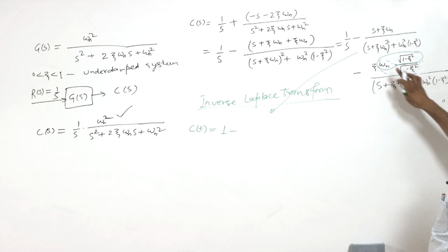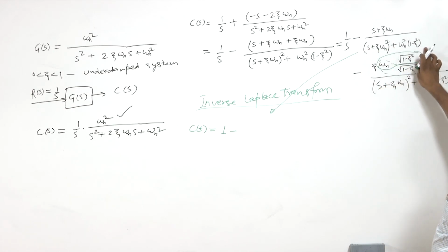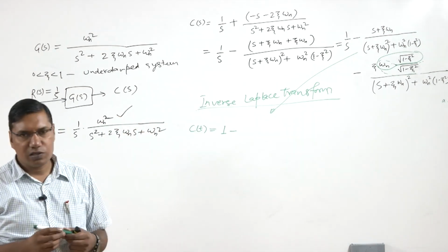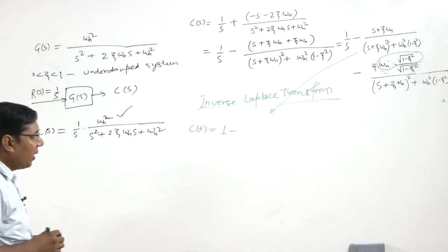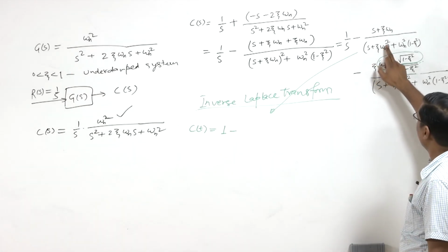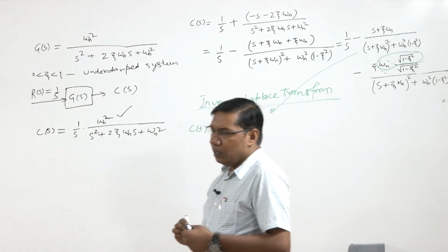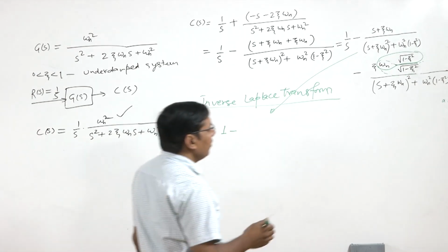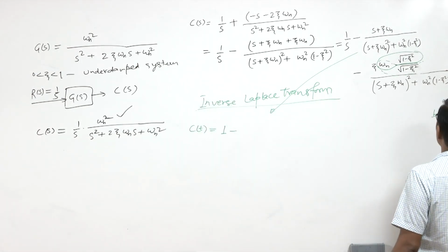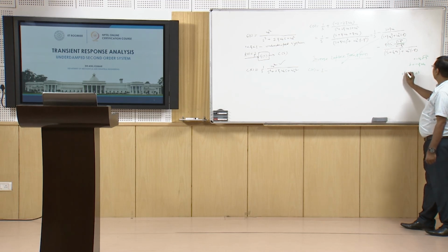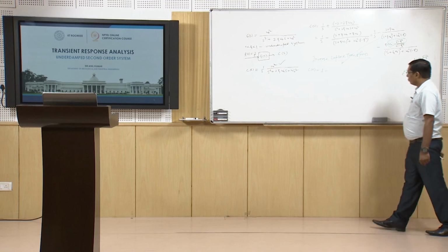Here a is this: s upon s square plus a square, its inverse Laplace is cos at. And with s there is s minus minus zeta omega n, so it will bring another term, that is e power minus bt. So if we say b equal to minus zeta omega n, it will be cos a t into e power bt.